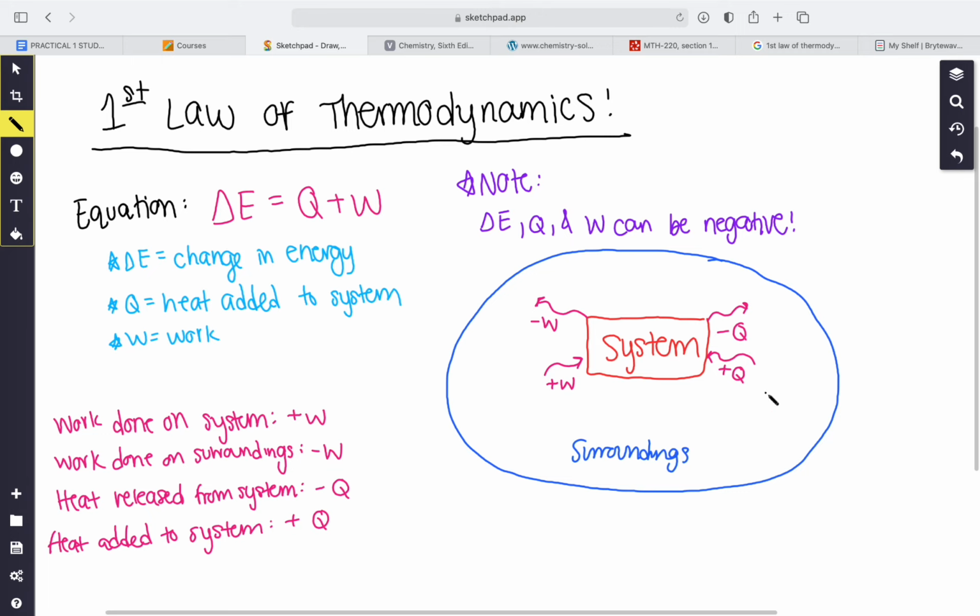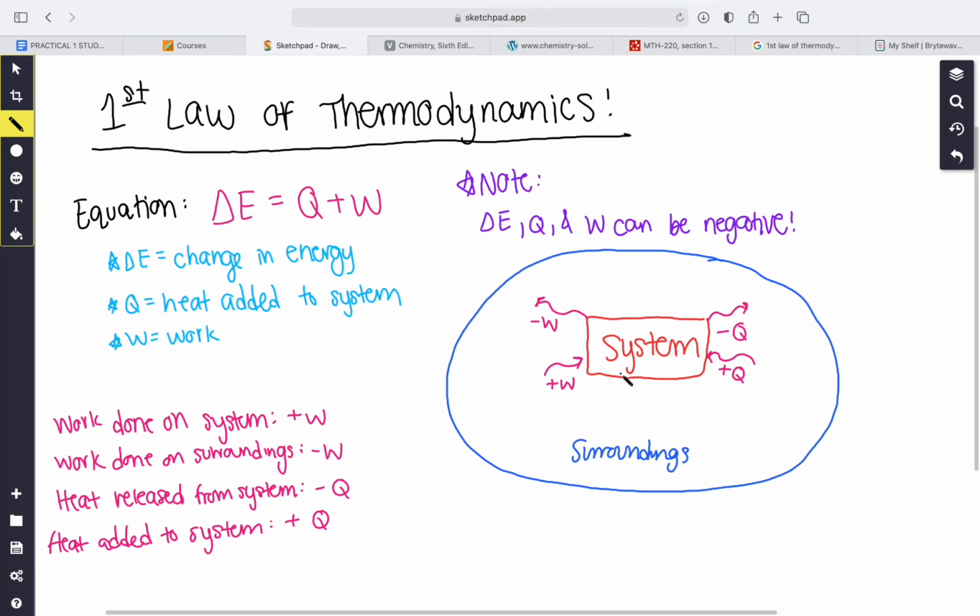The opposite happens when Q is being added to the system. So the system's like, dang, I need some heat right now to do this reaction. I'm cold. I need to warm up and do this chemical reaction. Heat is going to be added from the surroundings. So heat is going into the system, therefore the system is gaining heat, so the Q is positive. Again, heat leaving the system, the system becomes colder, or just loses heat: negative Q. Heat going in is going to be a positive Q.